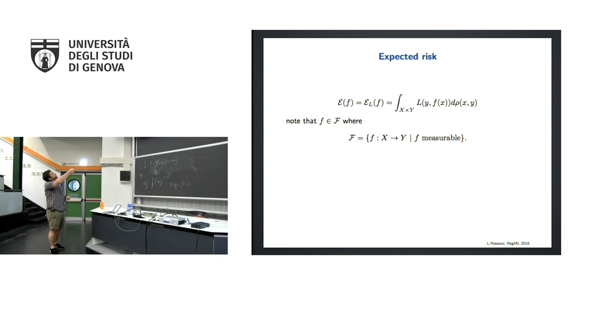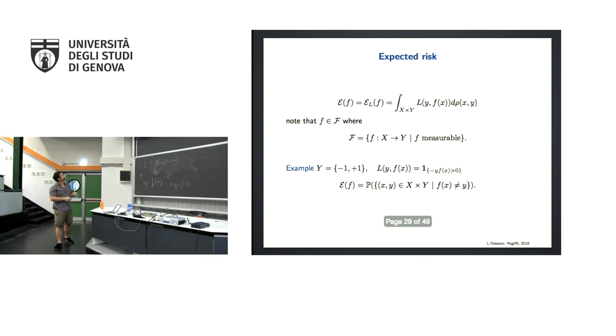And this quantity, of course, would require knowledge of rho to be computed, knowledge of the whole distribution. The reason why we introduce it is that it's an ideal quantity that we would like to make small. Aside from technicalities, under minor assumptions, this quantity is essentially defined over all possible reasonable functions. To define this quantity, you don't have to make restrictions. You can take basically all of them, up to some minor technicalities.